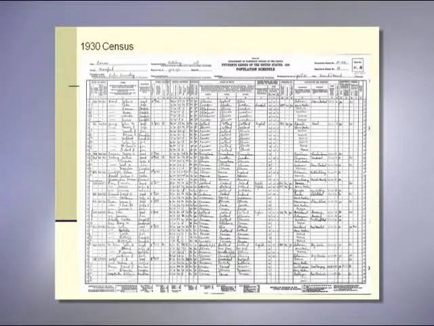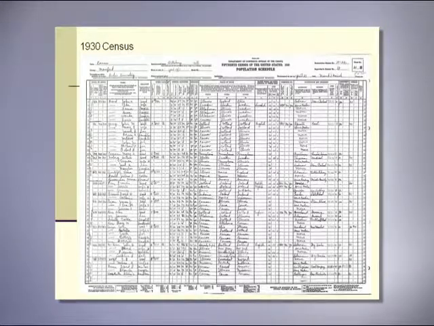This is the 1930 census, the most recent census that's available. This one gives you, for the first time, how much you pay in monthly rent for your house, or did you buy your house? If so, for how much? Do you have a radio?